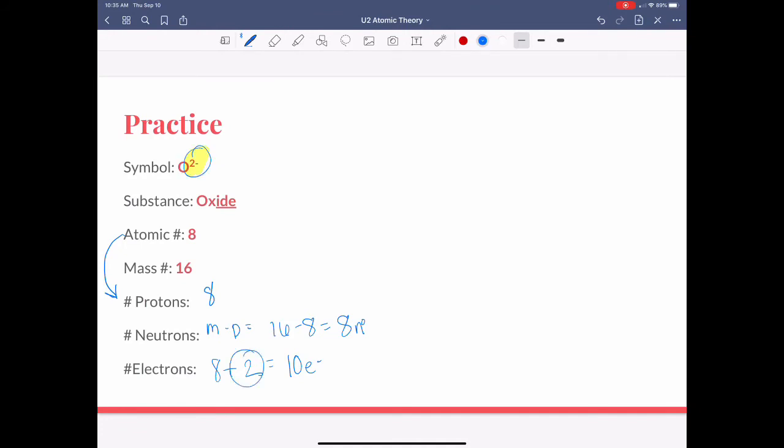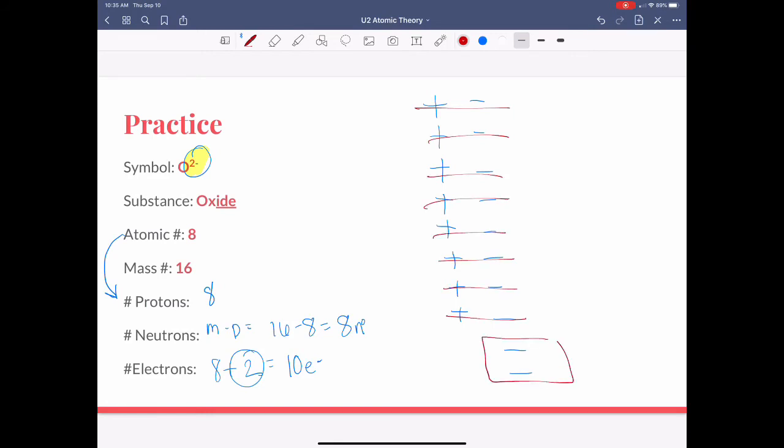So then I now have 10. So if we look at it, I'd have 1, 2, 3, 4, 5, 6, 7, 8. And then for every proton, you had an electron. But then I gained 2 more, right? So for each of these, I canceled out. They canceled out to 0 and everything was neutral. But then I get down here and look, I have -2. So that's where you get that charge from.